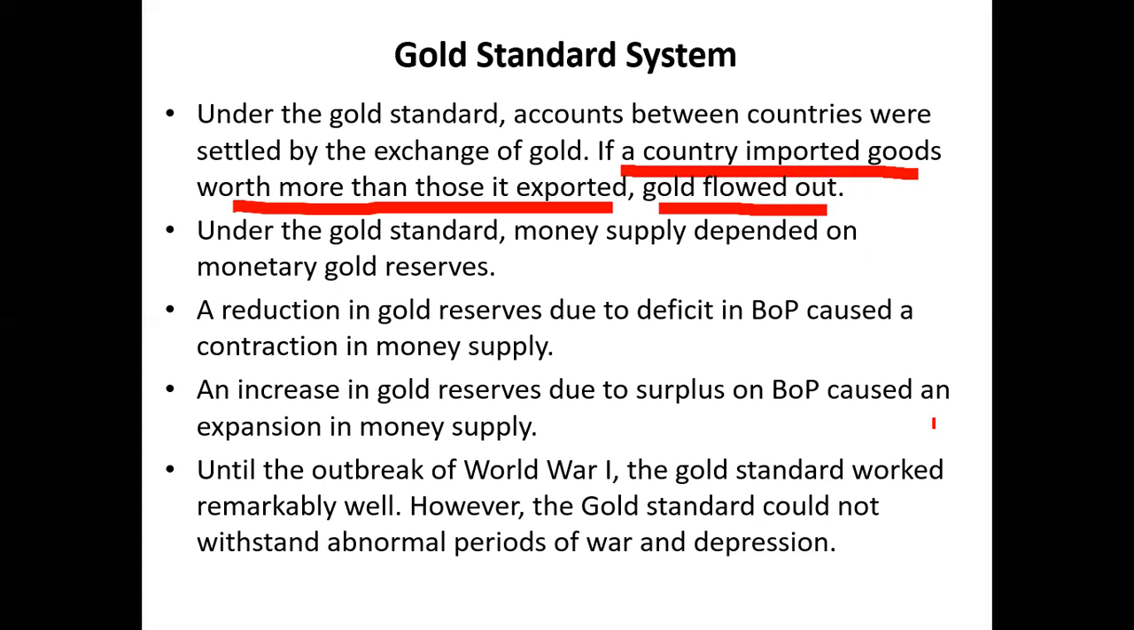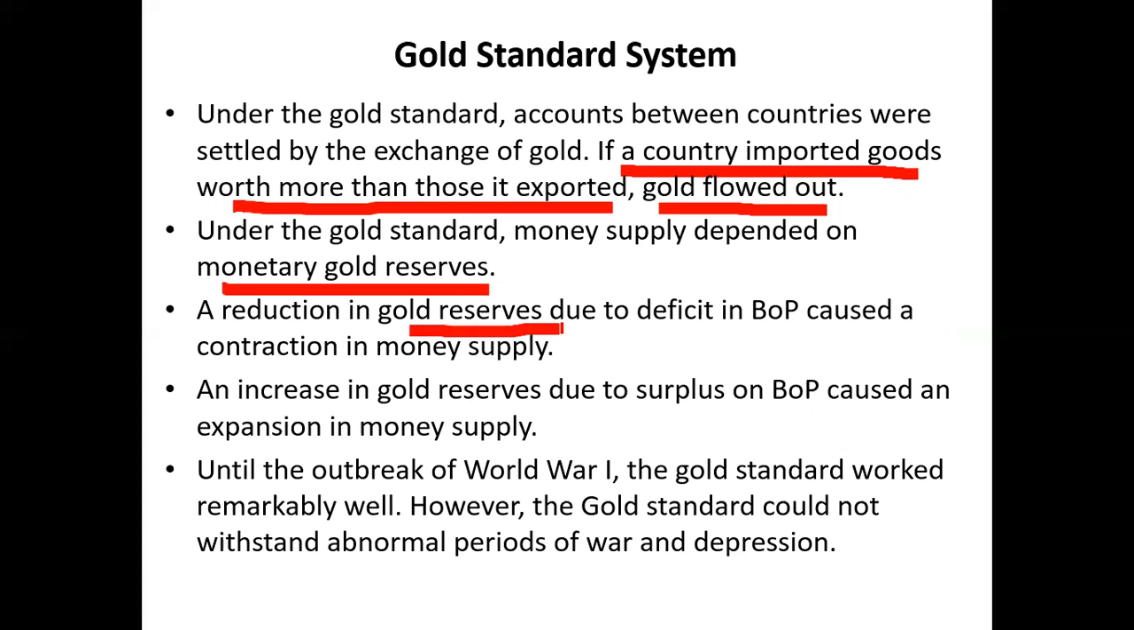Under the gold standard, money supply depended on monetary gold reserves. I have told you that money supply was backed by gold. So if you wanted to issue more currency, you had to keep gold equal to the value of the currency issued. So money supply depended upon the monetary gold reserves. If you keep more monetary gold reserves, then you can issue more and more money.